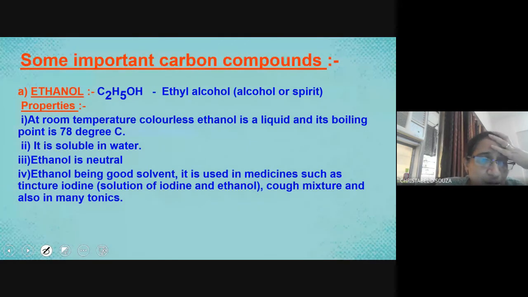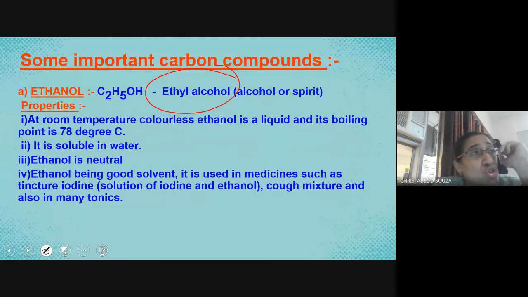Okay. Now, some important carbon compounds. Ethanol. Ethanol is also known as ethyl alcohol. Ethanol is the IUPAC name. Ethyl alcohol is the common name. It is also called alcohol, the normal alcohol that is used to make drinking alcohol. Do you understand what I'm saying? It is also known as spirit. Always the drinking alcohols that you get, the beer, the rum and all, they are known as spirits, right? They have a certain percentage of ethyl alcohol.